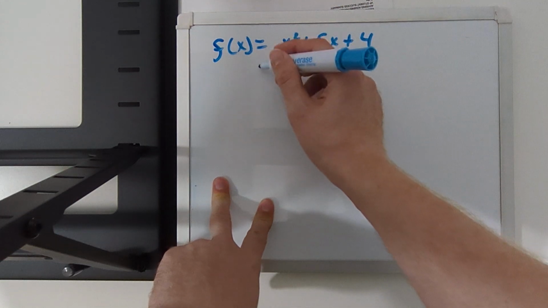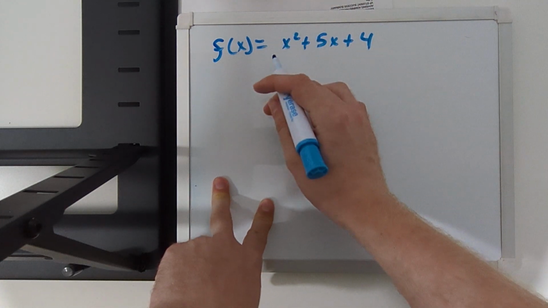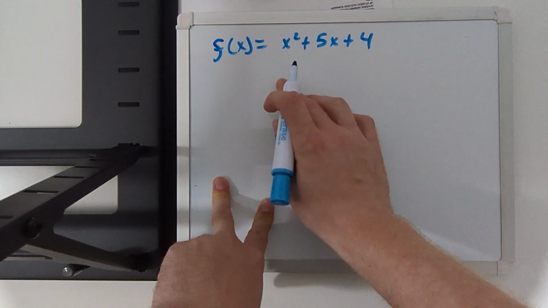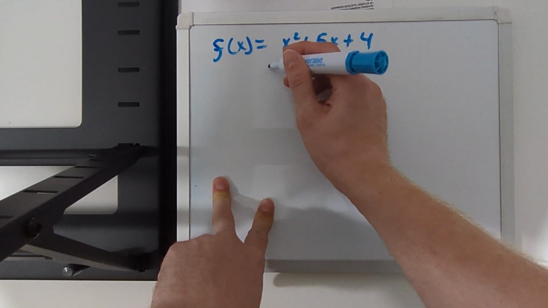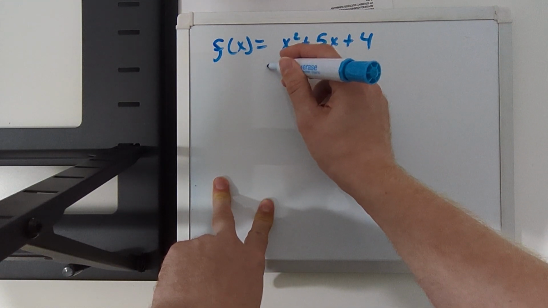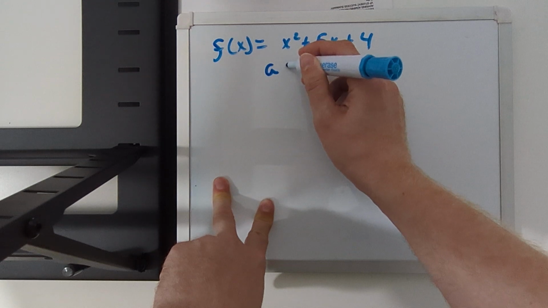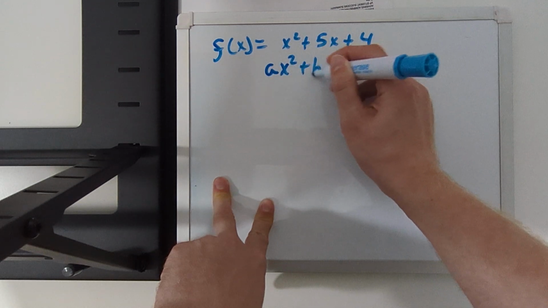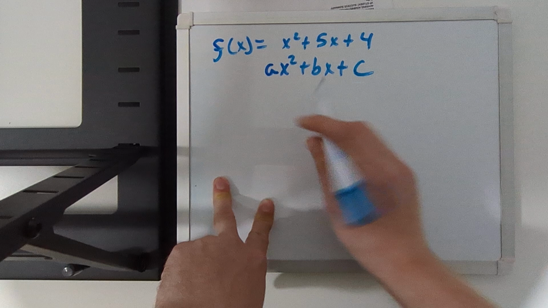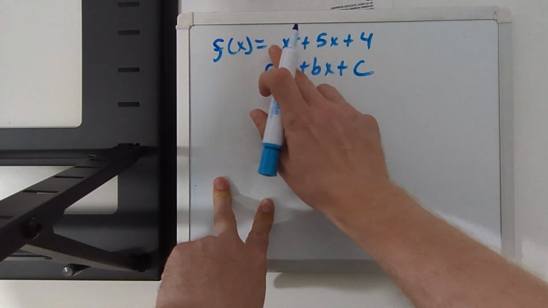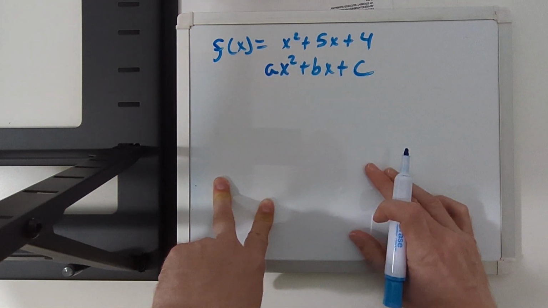First off, you do need to know the standard form of quadratics, because I'm going to refer to it a few times, and these letters will be important coming up. Our standard form is ax squared plus bx plus c, where a, b, and c are just the coefficients that match up to these numbers.